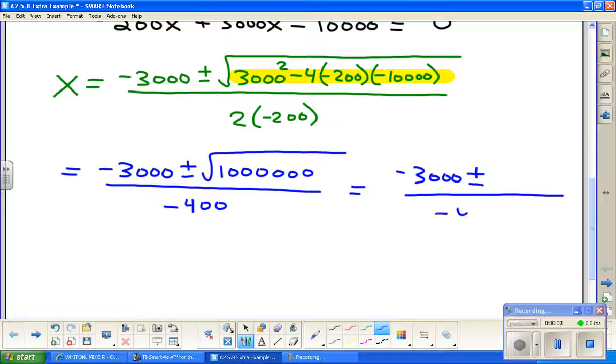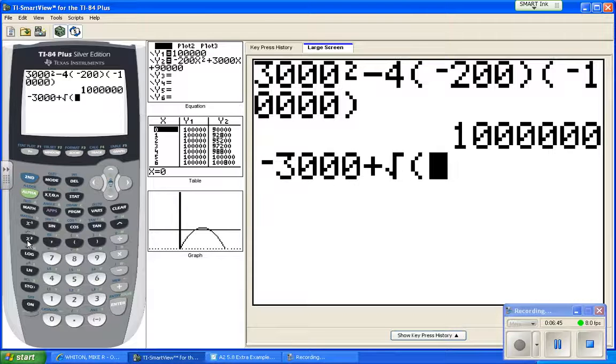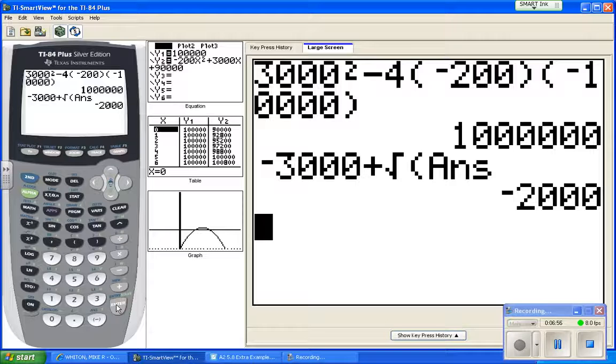Now the square root of 1 million, let's figure that out. Or what we can do is do this numerator now. I can go negative 3,000 plus the square root, and you can either type 1 million or the shortcut is, if that's the previous answer to your problem, second and then the negative sign. This is just going to give me my numerator. My numerator is negative 2,000 for the plus one.